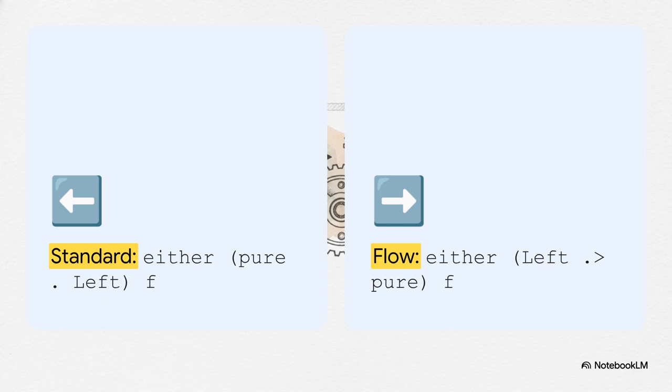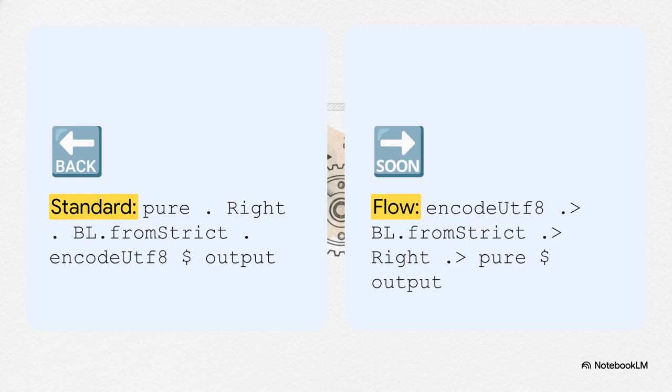By just swapping out that standard dot for the dot greater than flow operator, we immediately flip the reading direction. First left, which then flows directly into pure. It transforms into this straight logical path that perfectly matches how we naturally read text. And this brilliantly illustrates the true power of Flow when things get a little bit more complex.